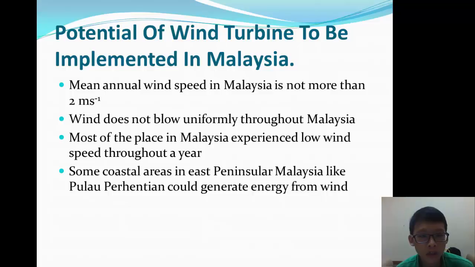Next, the potential of wind turbines to be implemented in Malaysia. Overall, the mean annual wind speed in Malaysia is not more than 2 mph, and the wind does not blow uniformly throughout Malaysia. Most places in Malaysia experience low wind speed throughout the year. However, there are some coastal areas in East Peninsular Malaysia, like Pulau Perhentian, that can generate energy from the wind.